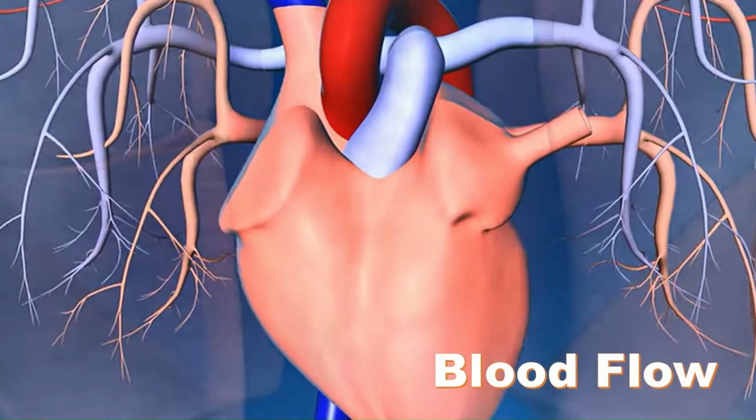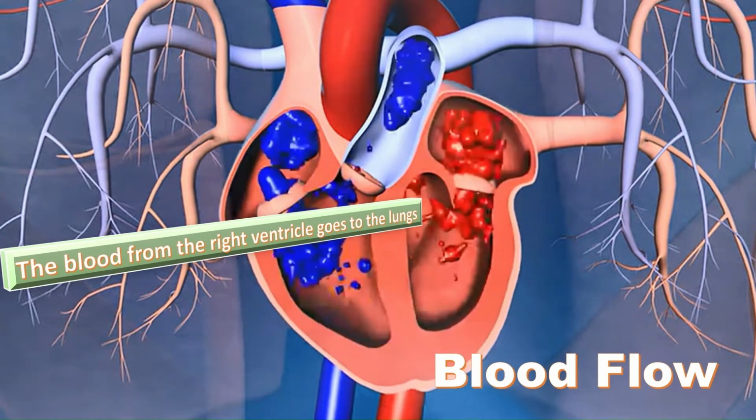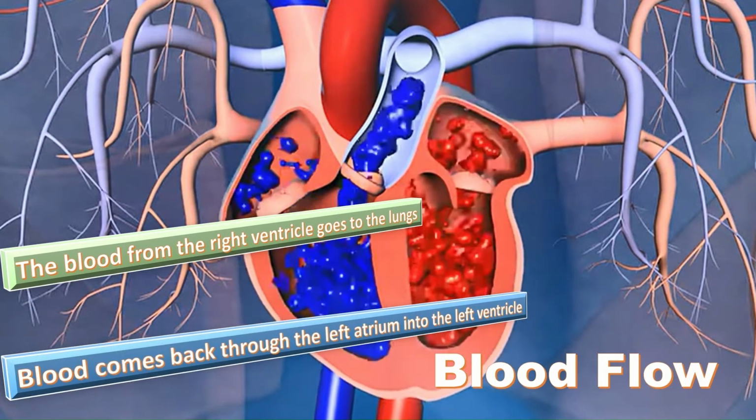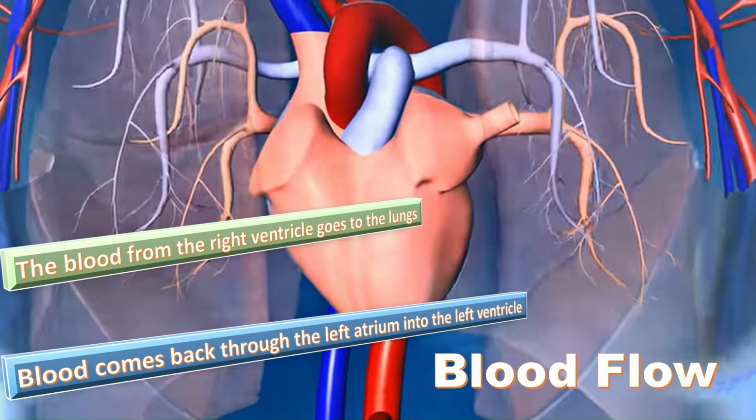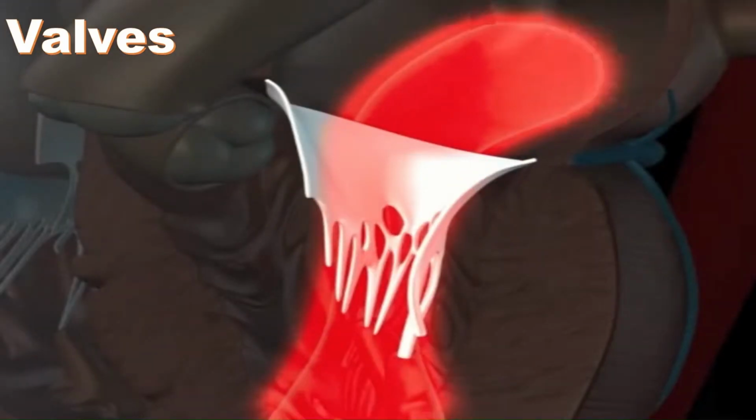The blood from the right ventricle goes to the lung where oxygen is added and carbon dioxide is removed. This blood comes back through the left atrium into the left ventricle, which then pumps it to the rest of the body where oxygen is used. Valves control the flow of the blood into and out of the ventricles.